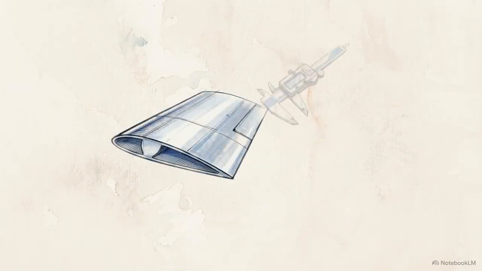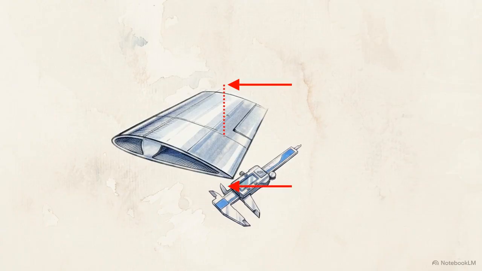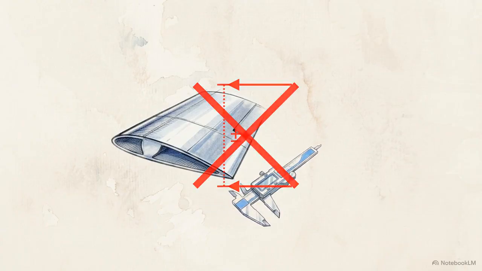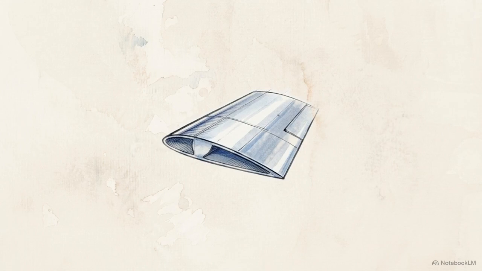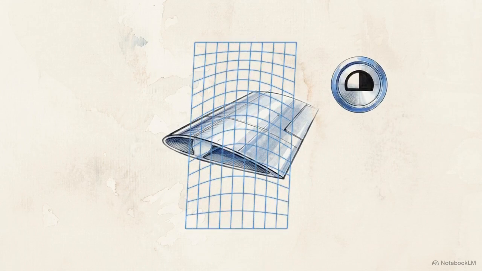Standard plus or minus tolerancing fails on functional 3D shapes, like aerodynamic wings or ergonomic handles, because a single linear measurement can't capture a continuous sweep. Profile of a surface anchors manufacturing requirements directly to the exact 3D geometry of the design.